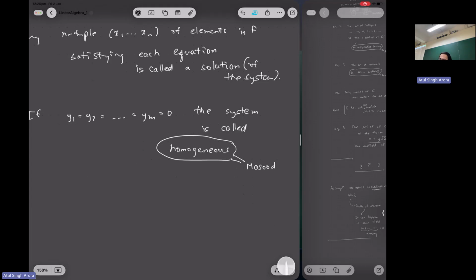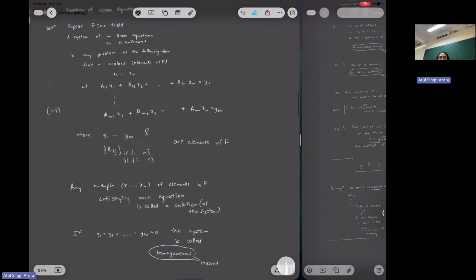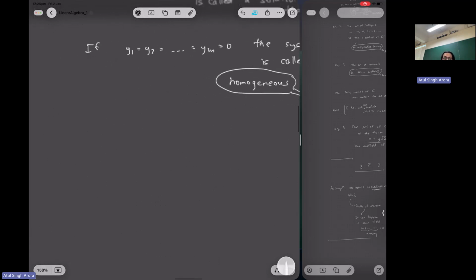Any questions about the definition? It's just basically a set of equations. If all the y's are 0, then it's a homogeneous system of equations. And if you find the x's that solve these equations, we call them a solution to the system. We haven't done much, just wrote it down clearly, because it'll be useful later.